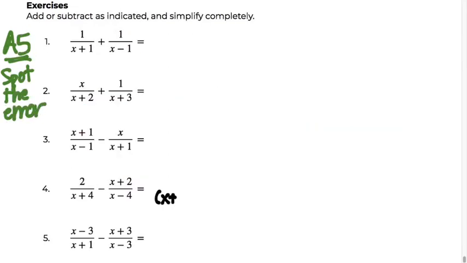So in our last example, we just have to add a couple of rational expressions. I'm going to pick on problem number 4 here: 2 over x plus 4 minus x plus 2 over x minus 4. So what's the first thing I want to do? I want to find a common denominator.